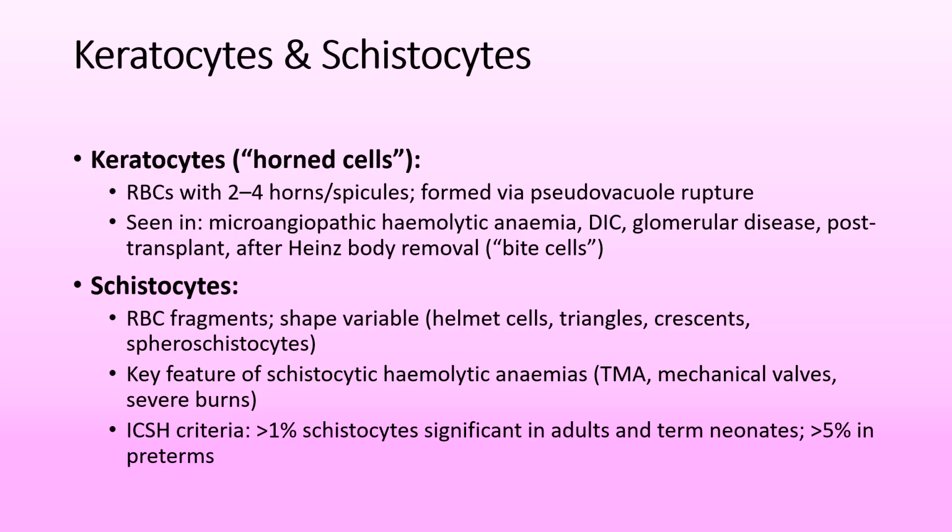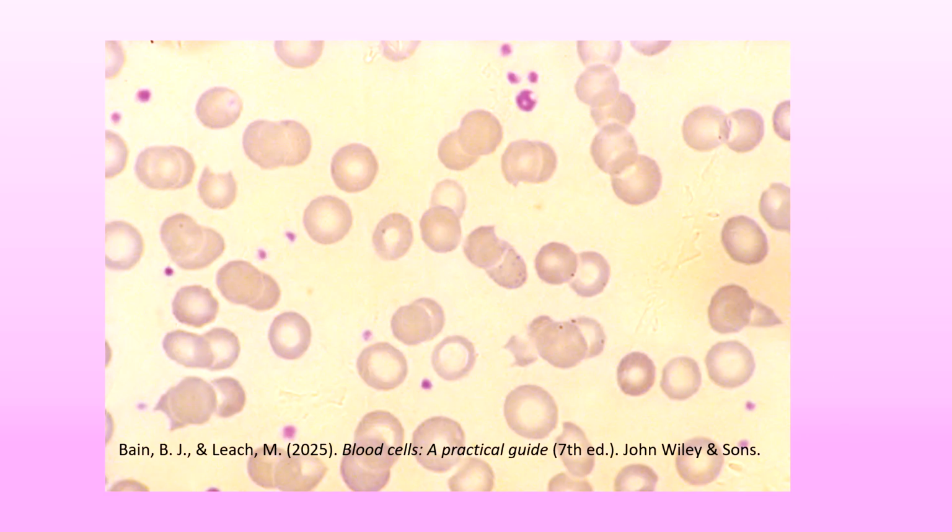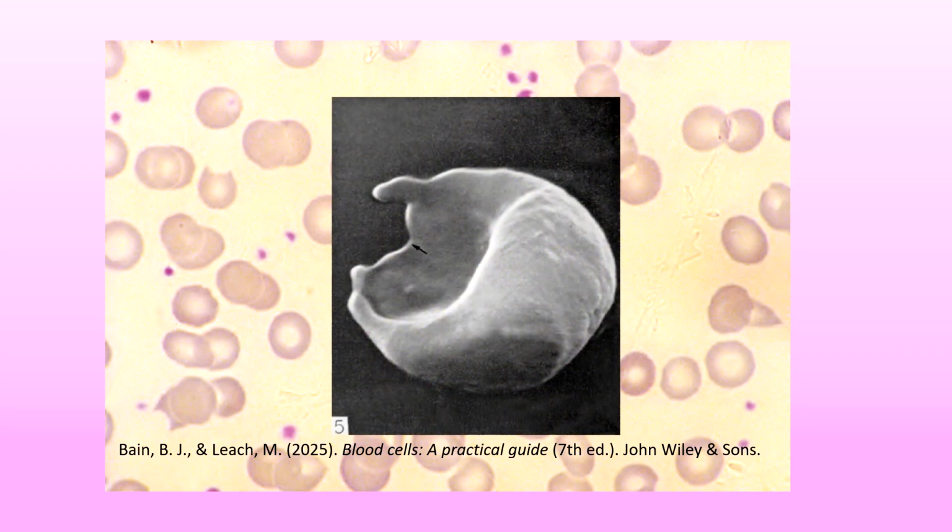In the ICSH guidelines, it is also recommended to report what percentage of them are seen in the peripheral blood. Anything more than 1% of schistocytes should be called a significant abnormality. These are the keratocytes in the blood film of a patient with microangiopathic hemolytic anemia, and this is the scanning electron microscopy image of the same.